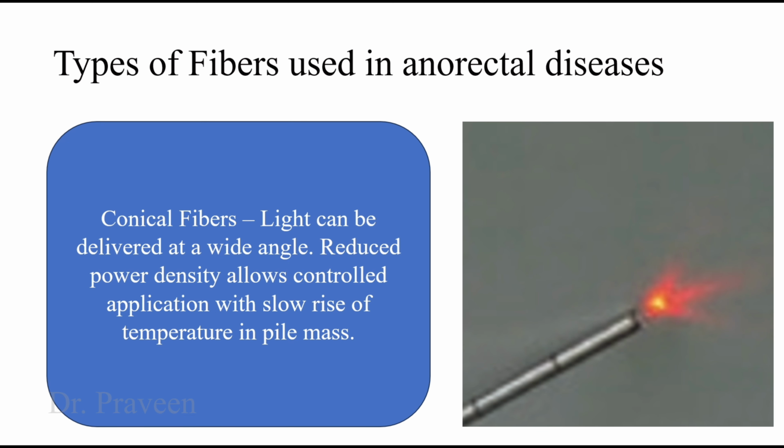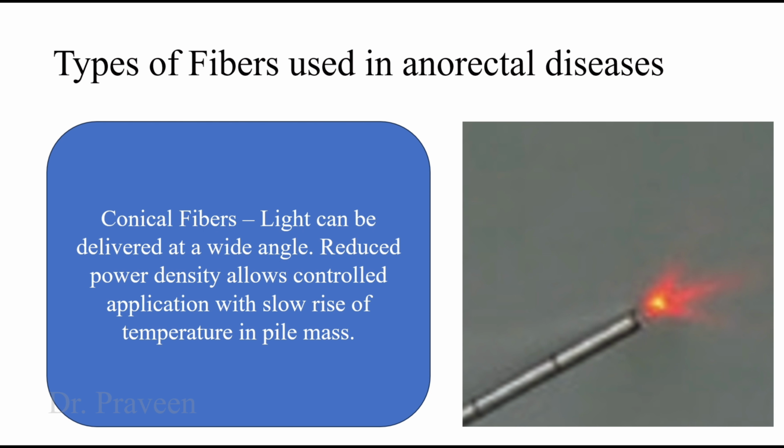There are different fibers used in anorectal surgeries. One is the conical fiber. You can see here in the photo, the light is emitted in three directions. That is the scattering and reducing of the energy. We get basically three kinds of fiber. One is conical, the second is the radial, and the third is the bare fiber. There is not much difference in the fiber.